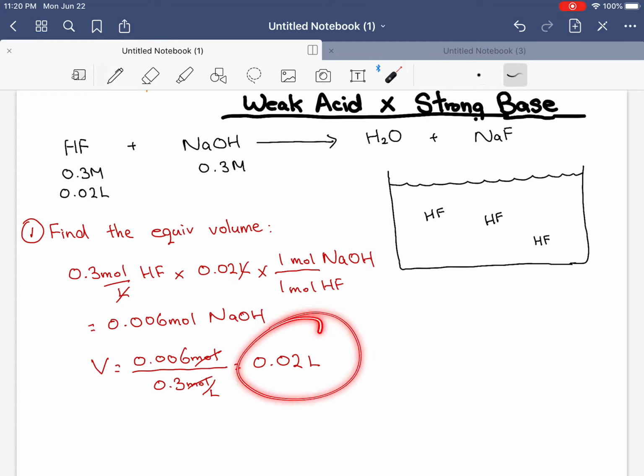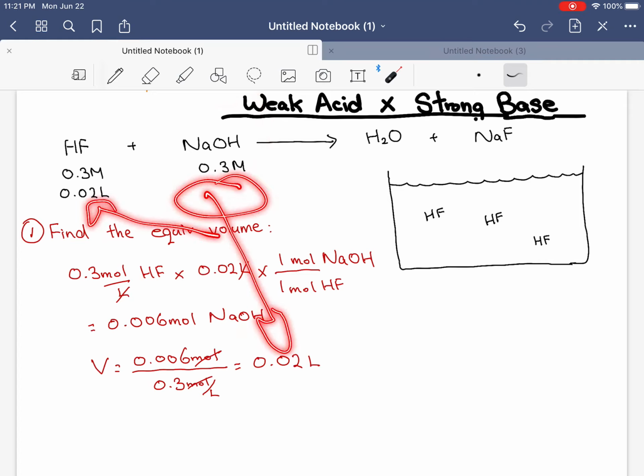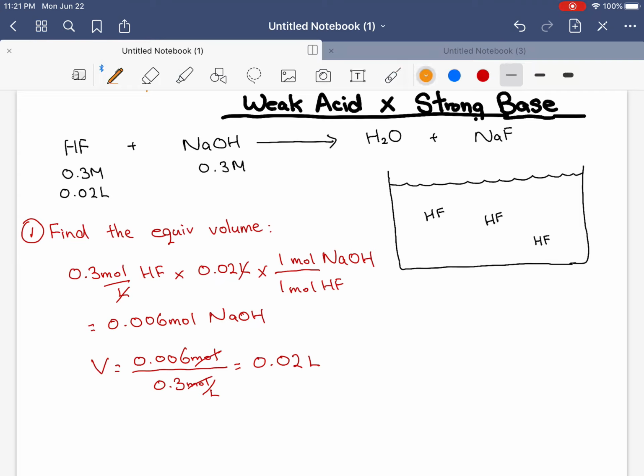Not surprising at all, because this is 1:1, this is 0.3, this is 0.3, and it only makes sense that the number of moles here equals the number of moles here. So this volume has to be the same as that one. So let's write that down for now: the equivalent point is going to be 0.02 liters. Now, does that mean at 0.02 liter you're going to get a pH of 7 again? You'll be surprised.